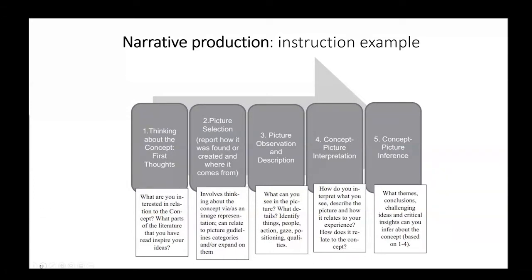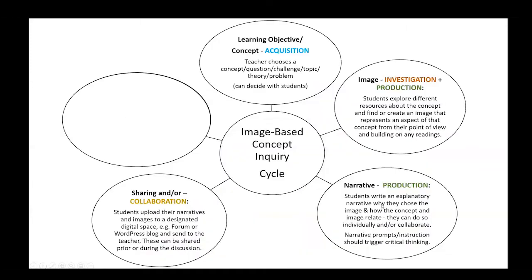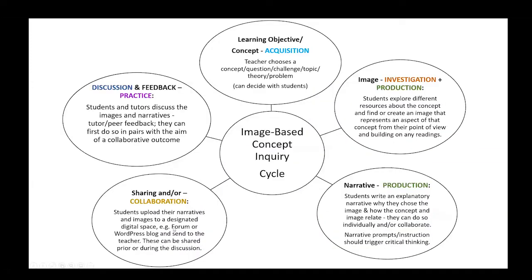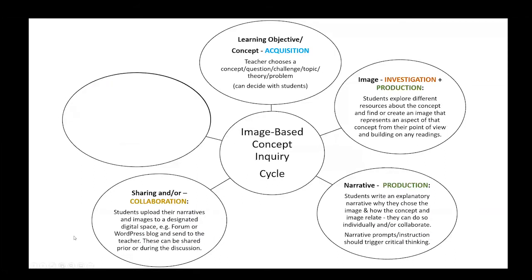Moving on to what happens next in the cycle. The next thing in the cycle is, sorry, I clicked on that, sharing and collaboration. So students would do something with their narratives and images. They will upload them somewhere in a designated digital space. That can be a forum, a WordPress blog or some sort of e-portfolio repository, or they might just send it to the teacher, and the teacher can manage that. So it's entirely, of course, a lot of the cycle elements and steps are adaptable to teachers' needs.